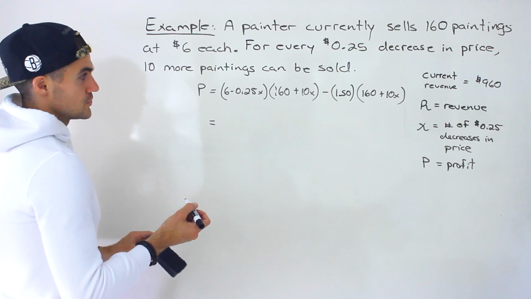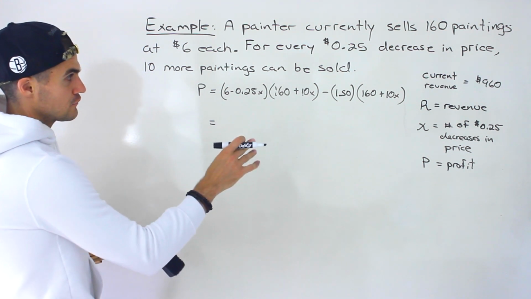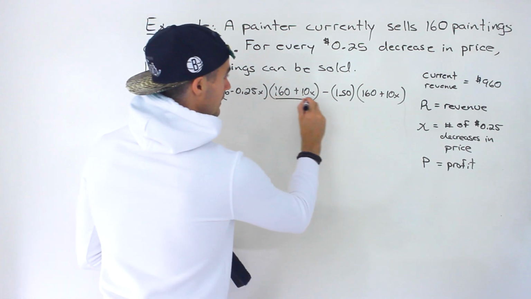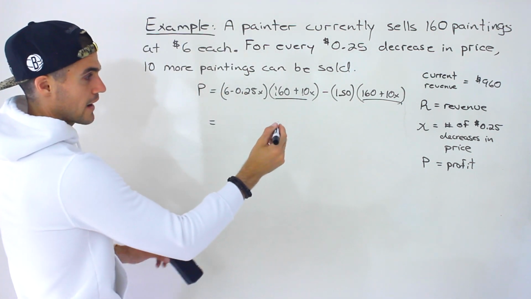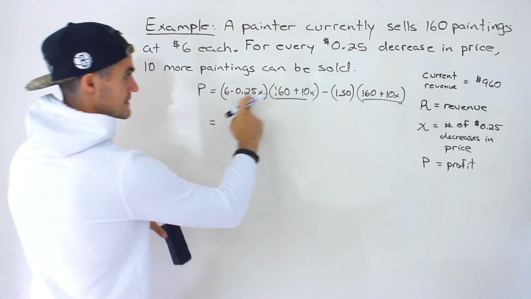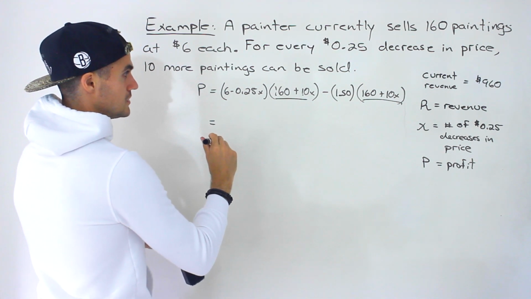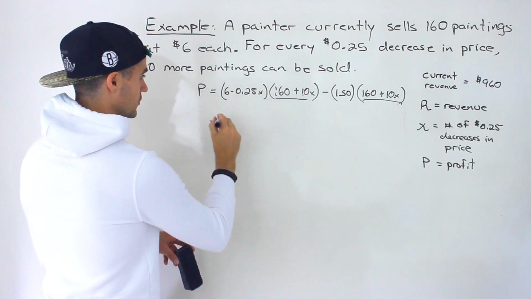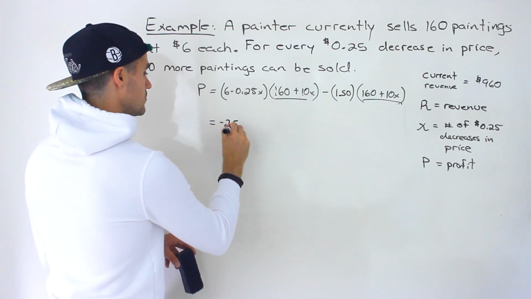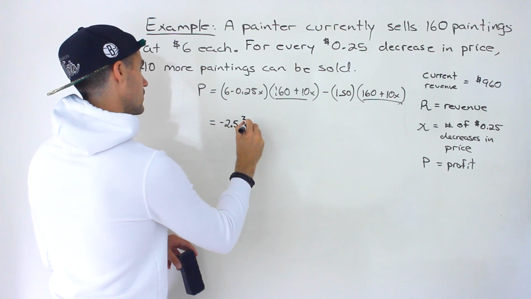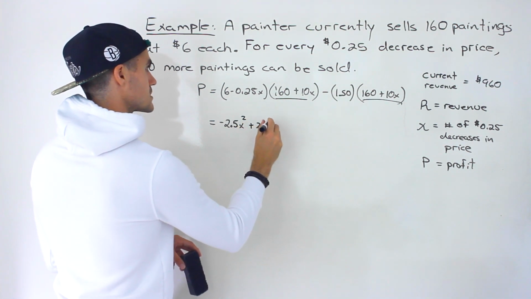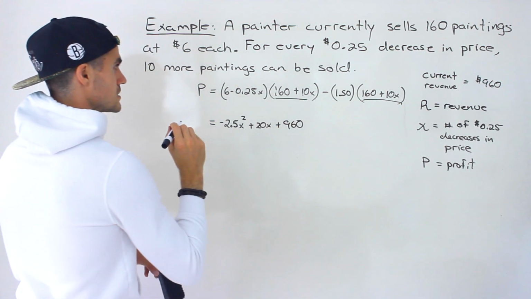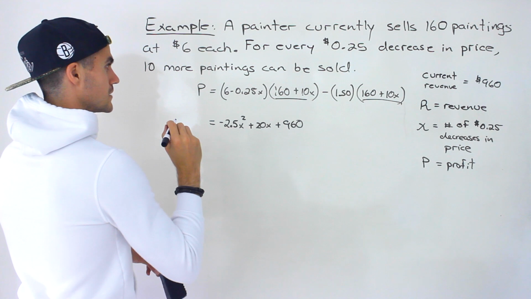So there are different ways to do it. You can expand everything from here. Another thing you could do, this is not always going to happen, but you can notice that you're actually dealing with the same bracket there, so you could factor out that bracket and then simplify these. But you know what, let me just expand everything. So when we expanded these two brackets multiplied, we got negative 2.5x squared plus 20x plus 960. I think that's what it was. Give me a sec.